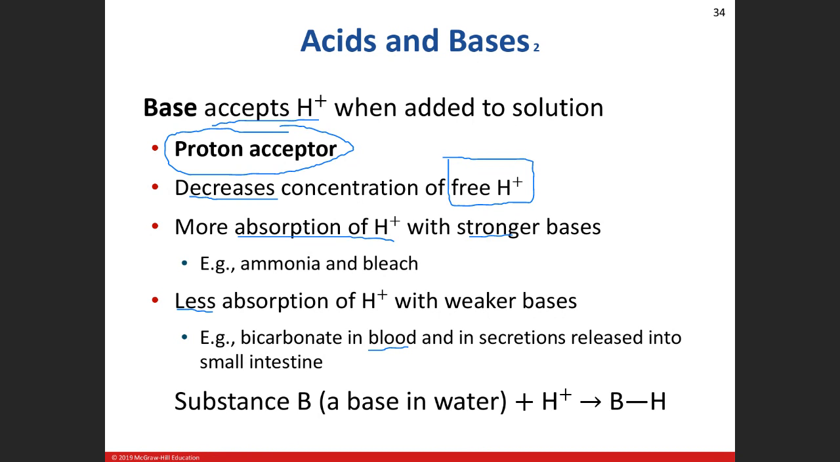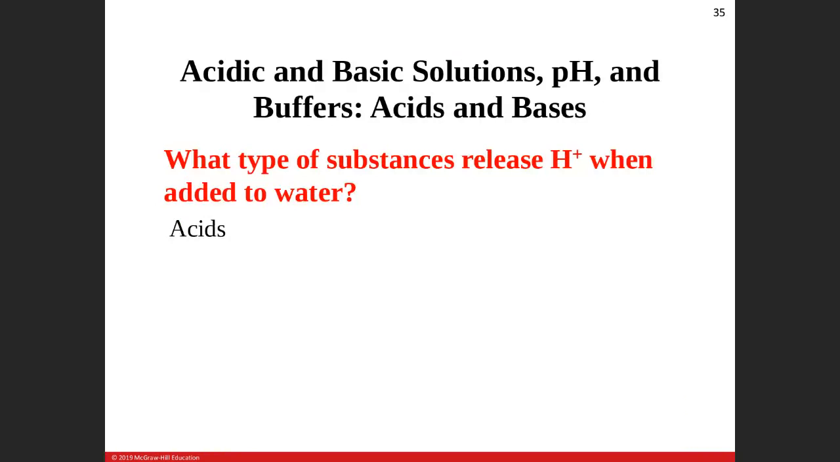Okay, and it's helpful in trying to decrease the acidity. So here's when we add substance B, a base, to water. This equation shows us the free-floating hydrogen ions, and that base is going to attach itself to or absorb that hydrogen ion there. So the question here is: what type of substance releases hydrogen ions when added to water? That's going to be an acid.